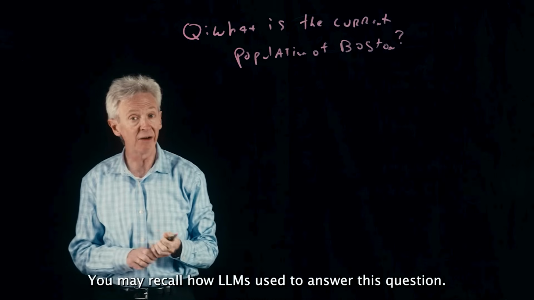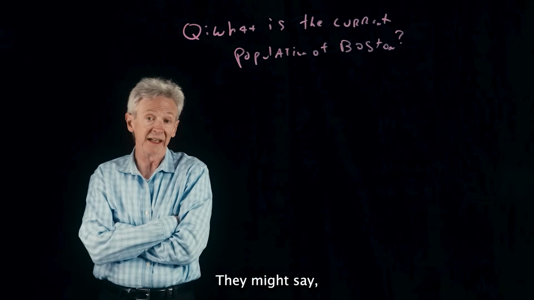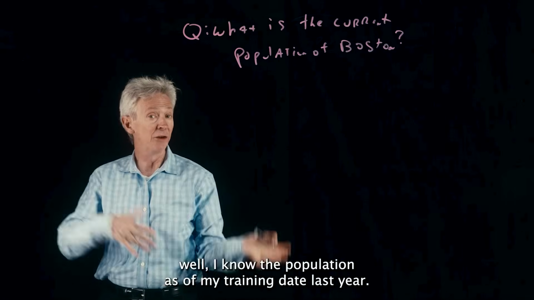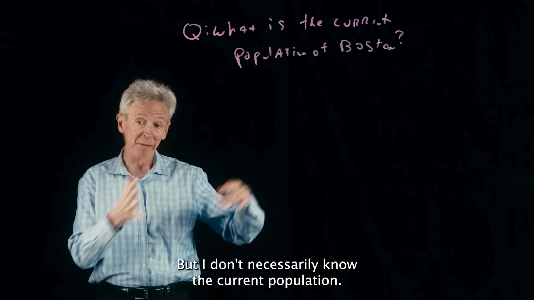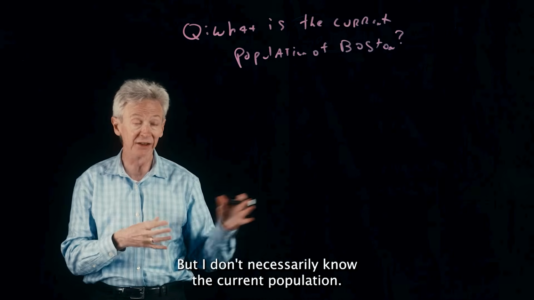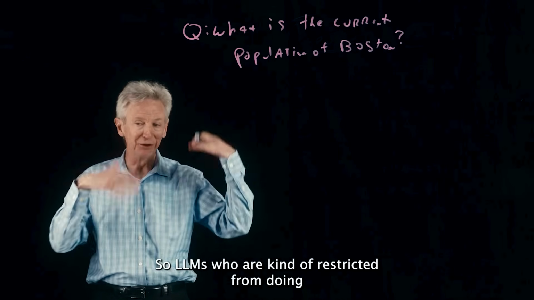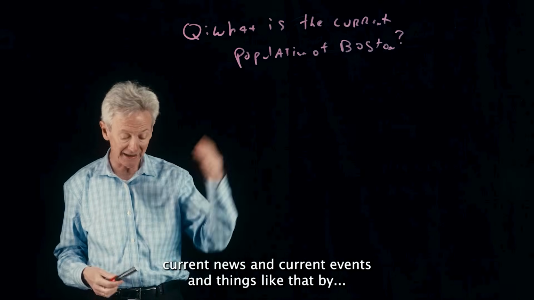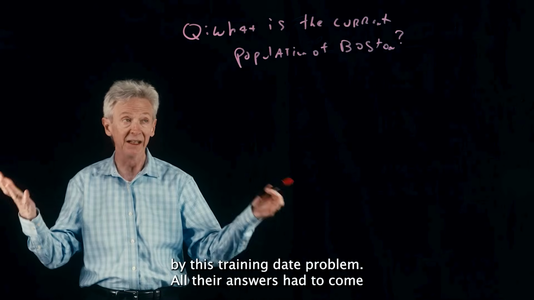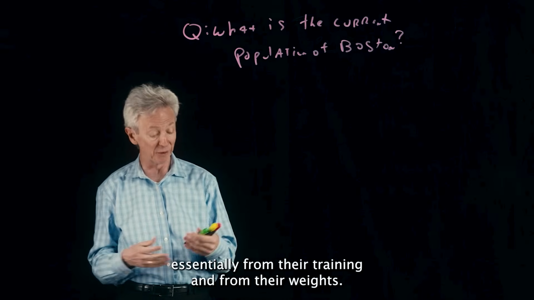You may recall how LLMs used to answer this question. They might say, well, I know the population as of my training date last year, but I don't necessarily know the current population. So LLMs were kind of restricted from doing current news and current events and things like that by this training date problem. All their answers had to come essentially from their training and from their weights.